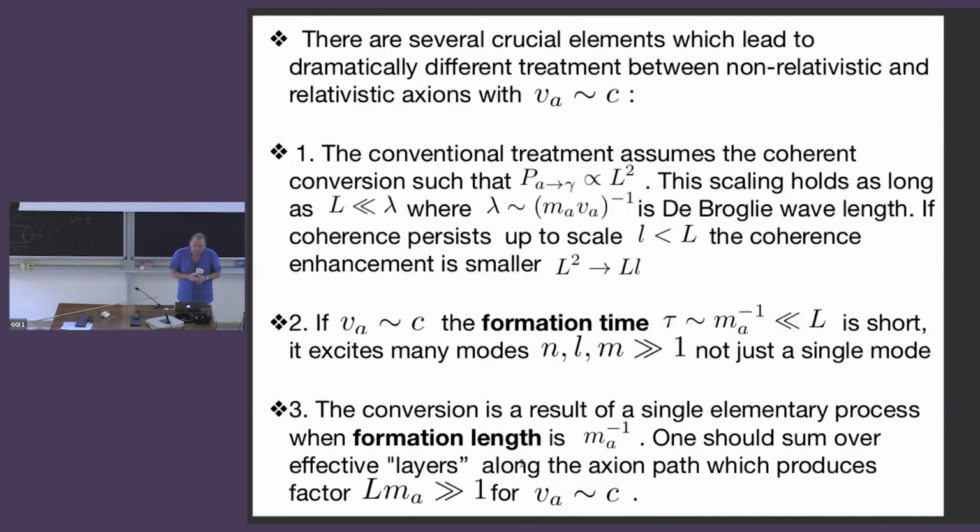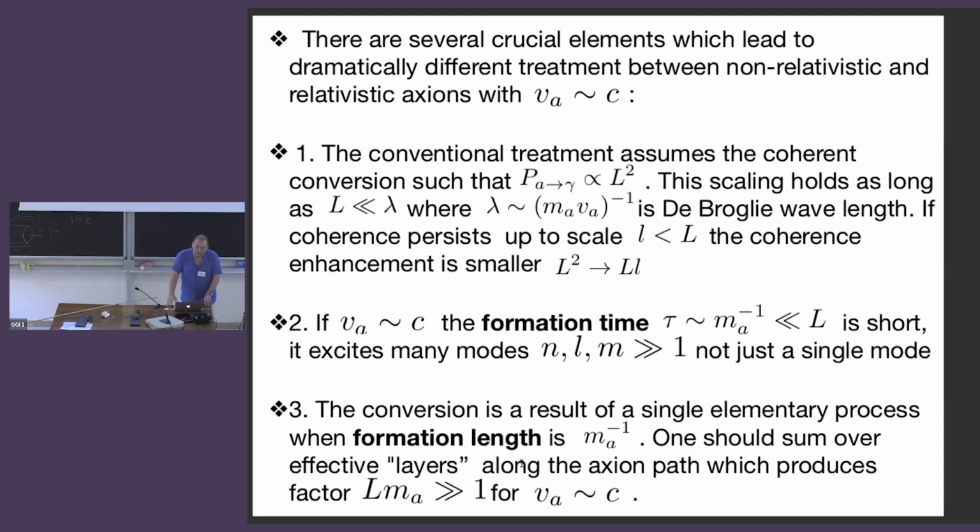In this case, normally, when we discuss the probability for the conversion, it is proportional to L², where L is the size of your instrument. But it is correct only as long as the size of your instrument is much smaller than the de Broglie wavelength. If it is not the case, the correct formula is not L² but L times L small, which is actually a correlation length.